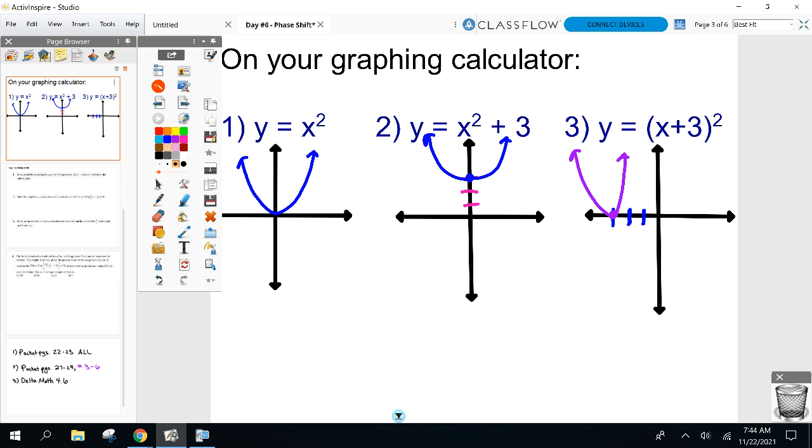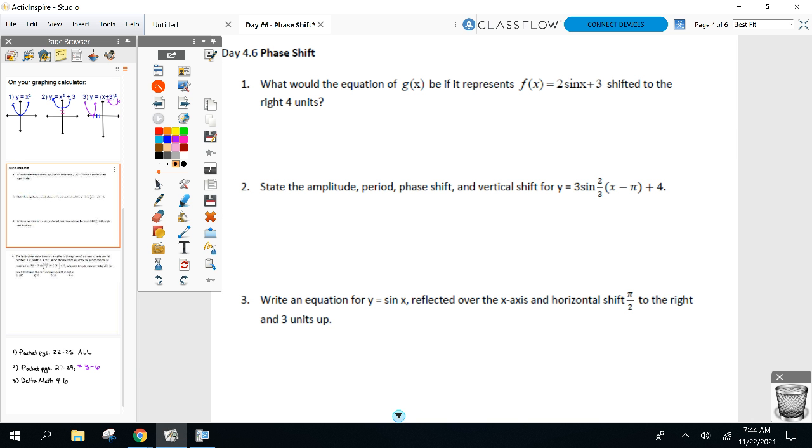So again, a number inside the parenthesis means we're moving left and right, and it goes opposite. So I see a plus sign, that tells me left. I see a minus sign, that tells me right. Questions? Because I want to go through this pretty quickly, but still calling you guys. All right, here you go.